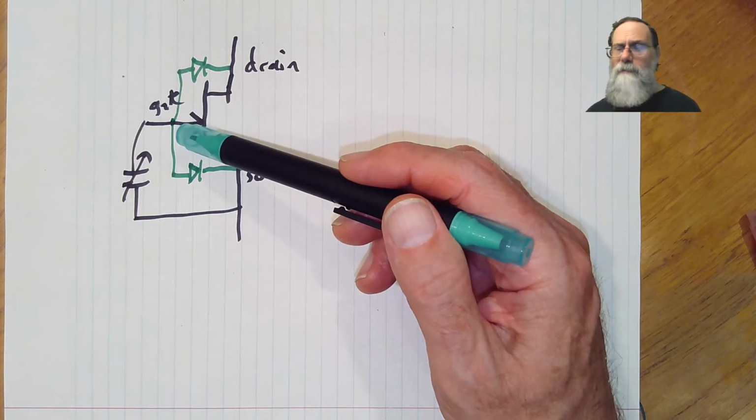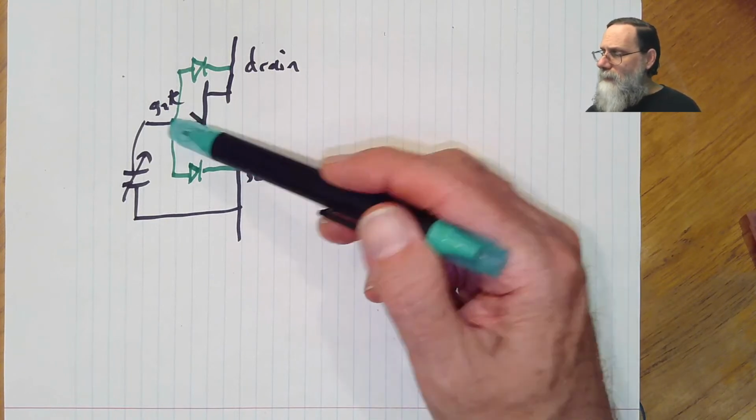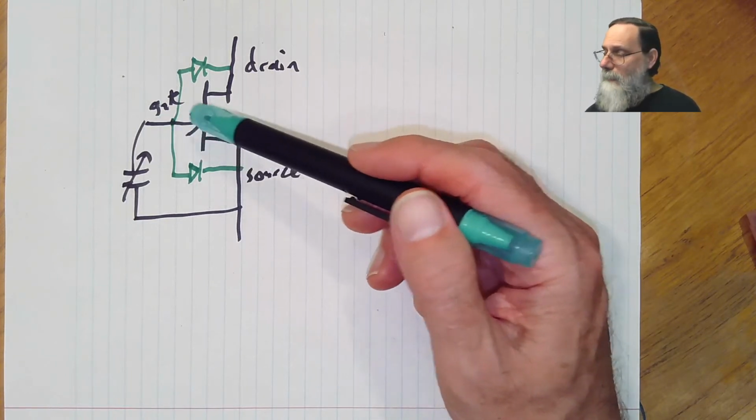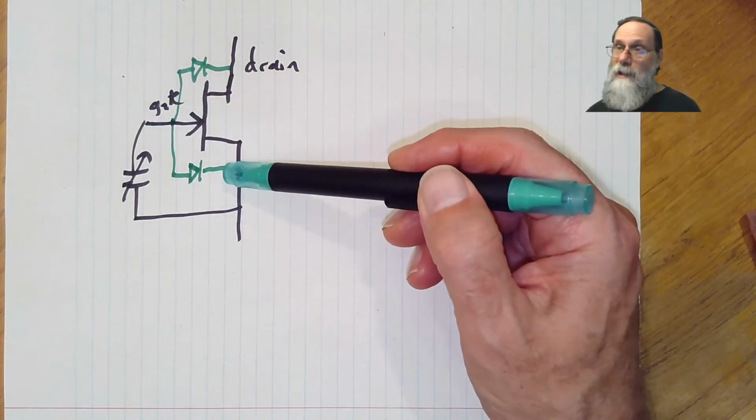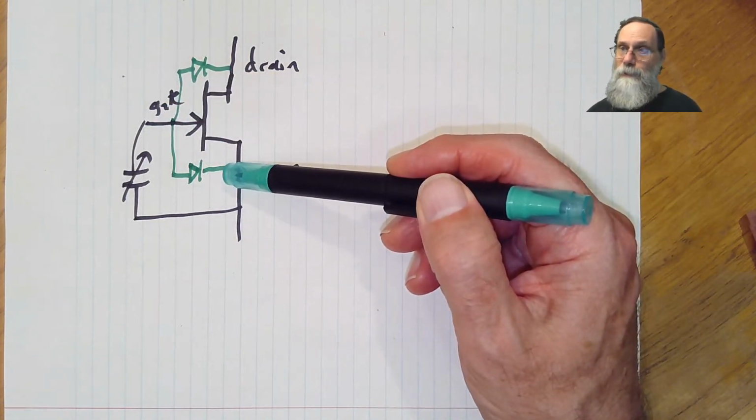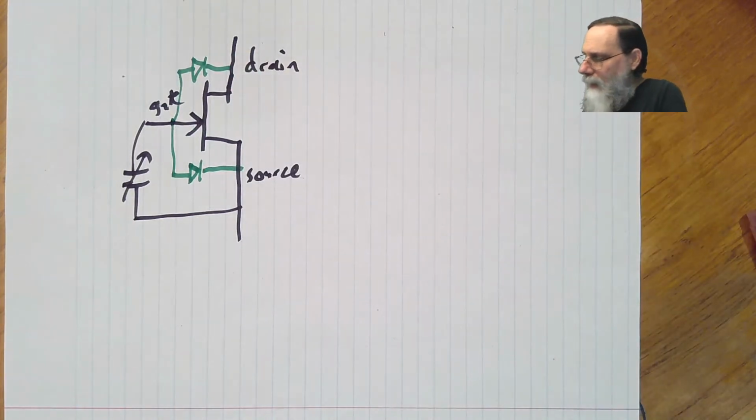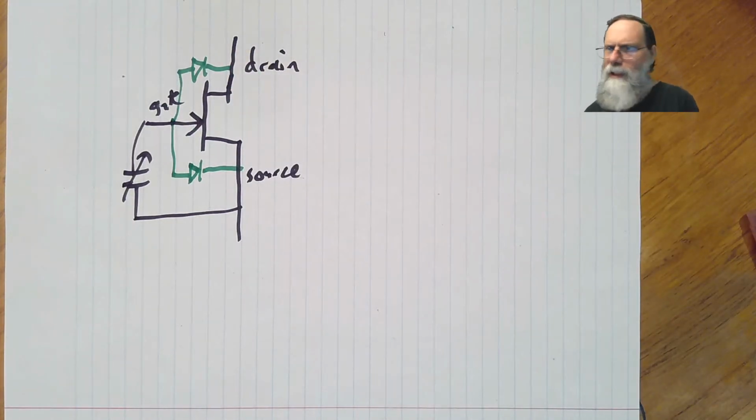But there'd still be some small current. So this thing, because it's leaky, keeps the gate here at essentially the same voltage as the source. And why do I say the source and not the drain? I've got the diodes to both.